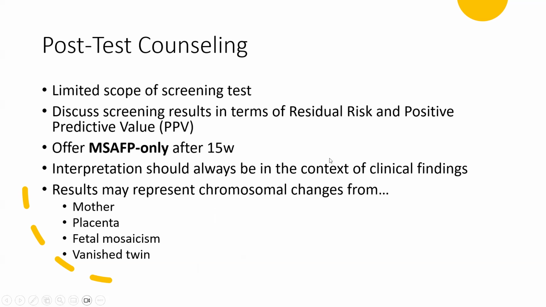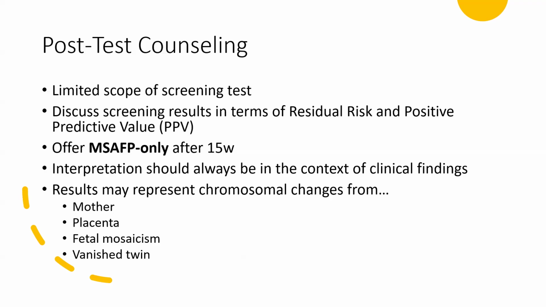Post-test counseling, I make sure to include that this is a limited scope of screening. Again, only 5 chromosomes. I talk about that this low-risk result has greatly reduced the risk for one of these common aneuploidies. I make sure that the patient knows they should have an MS-AFP only after 15 weeks, not a quad screen, just pulling out that AFP by itself, because NIPS does not screen for neural tube defects. And then that the interpretation of this low-risk result or high-risk result should always be in the context of the clinical findings. So if you have ultrasound findings, family history, et cetera.